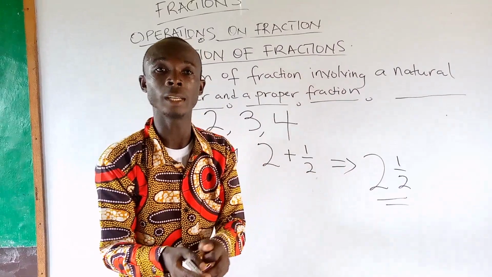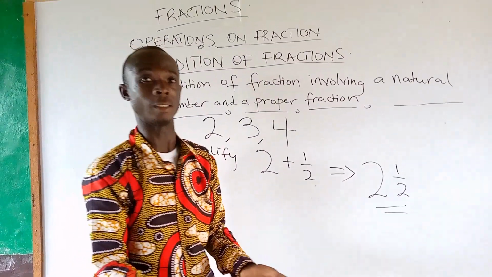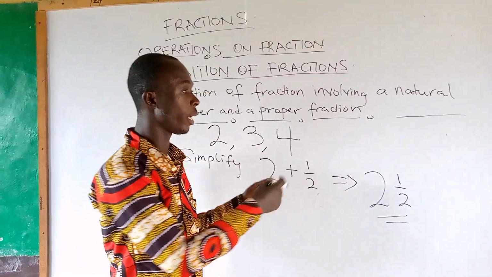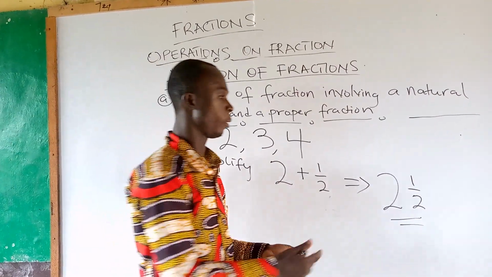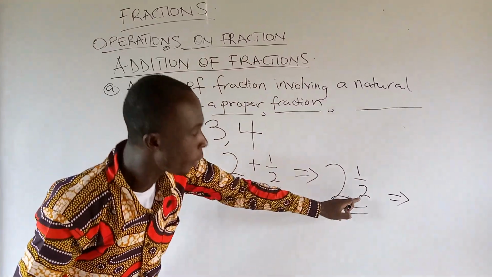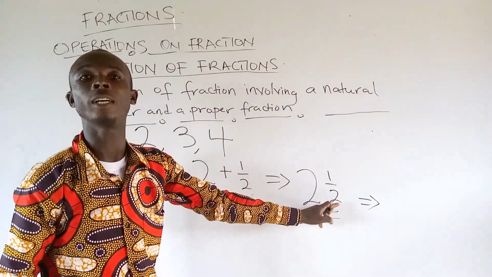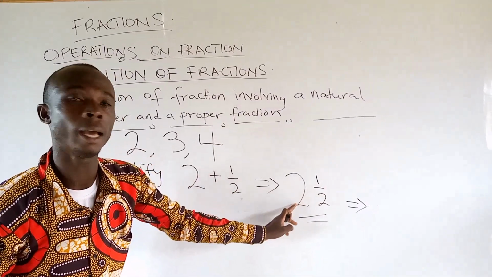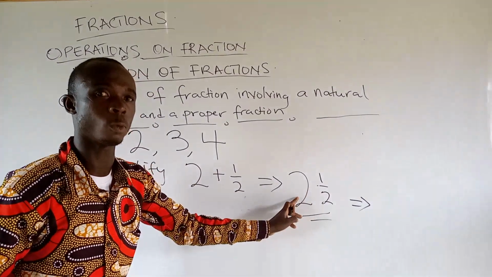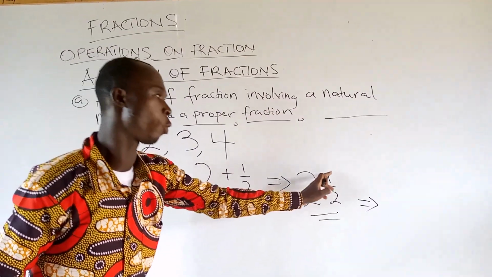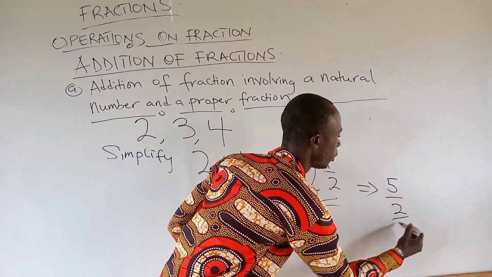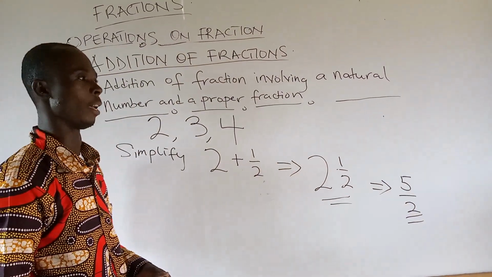We change it to what? Improper fraction. That's why I first taught you those headings. So to change this one to improper fraction, I said you multiply the denominator of the proper fraction by this whole number and you add the numerator to it. So 2 by 2 is what? 4 plus 1. We are getting what? 5 over 2. That's our final answer.